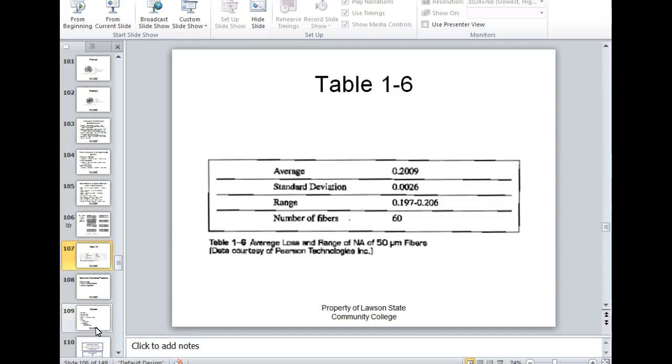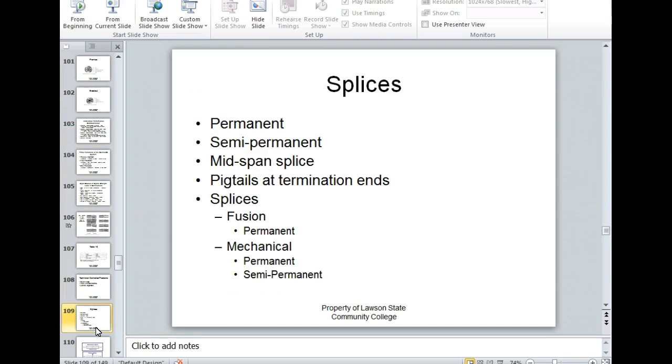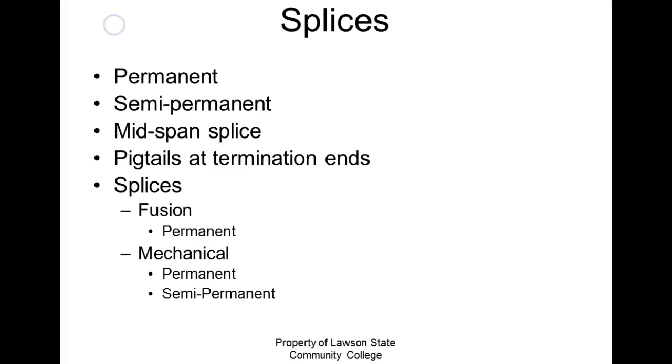So the fusion splicer makes a permanent splice. Fusion splicers are really, really neat. Originally, it took us a long time to get the money in place or get a grant where we could buy that thing. But we had the guy from Pimco Mines down in Adger.